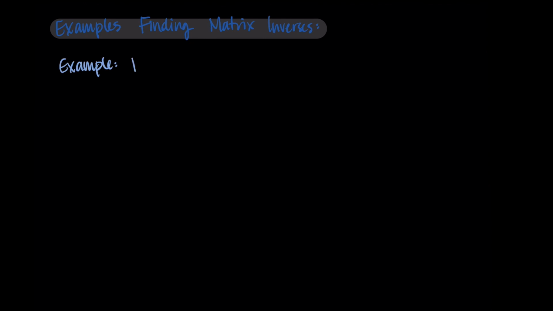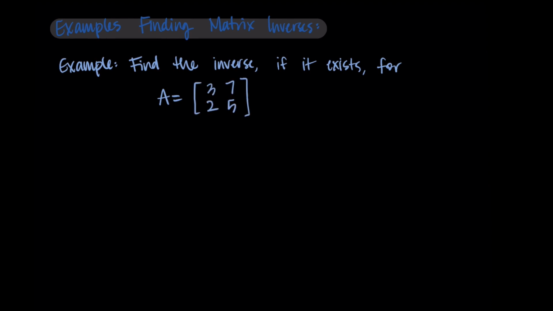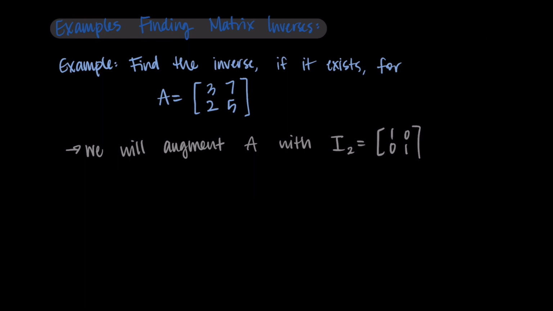So for our first example, let's find the inverse, if it exists, for the matrix A equals 3, 2 is the first column and 7, 5 is the second column. So our method here is to augment A with the identity matrix, the 2 by 2 version of it, so 1, 0, 0, 1, and then we're going to row reduce. I'm going to do this first row reduction by hand just to give us a little review of that concept, but once we move on to larger matrices, I'll start using technology for the row reduction.